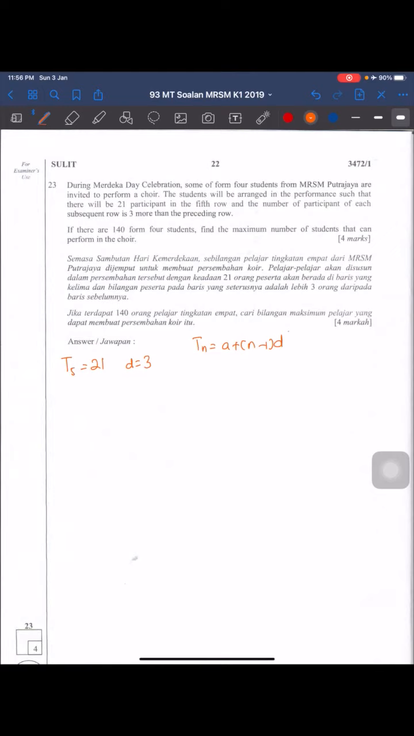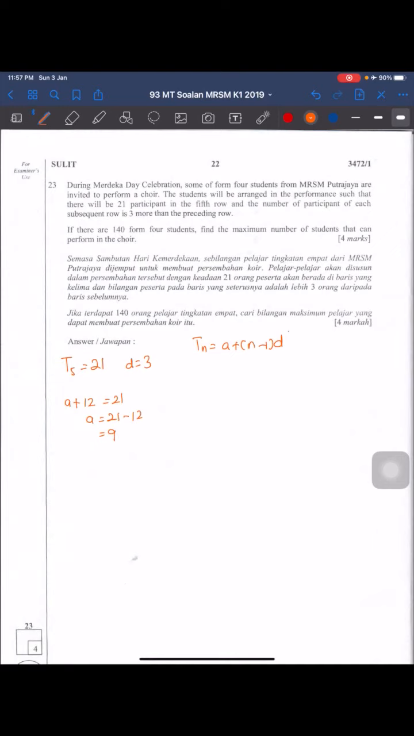So from this equation kita boleh cari A lah dengan senangnya. Okay, so A plus N is 5. 5 minus 1, 4. 4 times 3 is 12. Equals to 21. So A is equals to 21 minus 12. So 21 minus 12, kita akan dapat 9. Okay. So kita dah ada data A 9, D 3. Okay, so dia kata ada 140 orang Form 4 student. Berapa jumlah maksimum Form 4 yang boleh join?